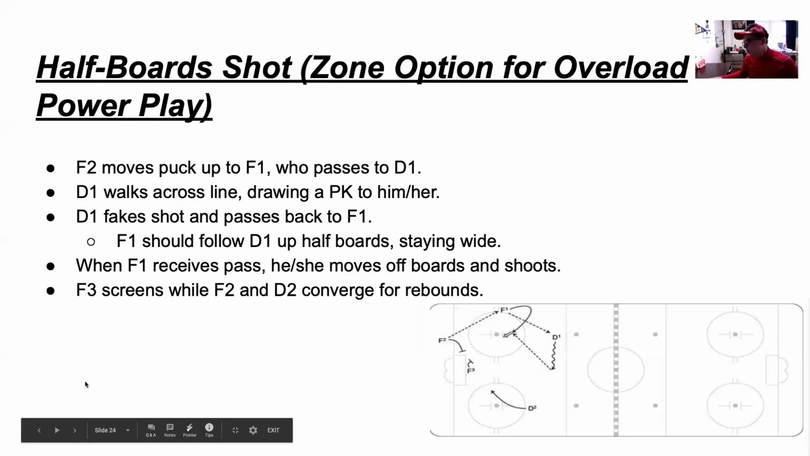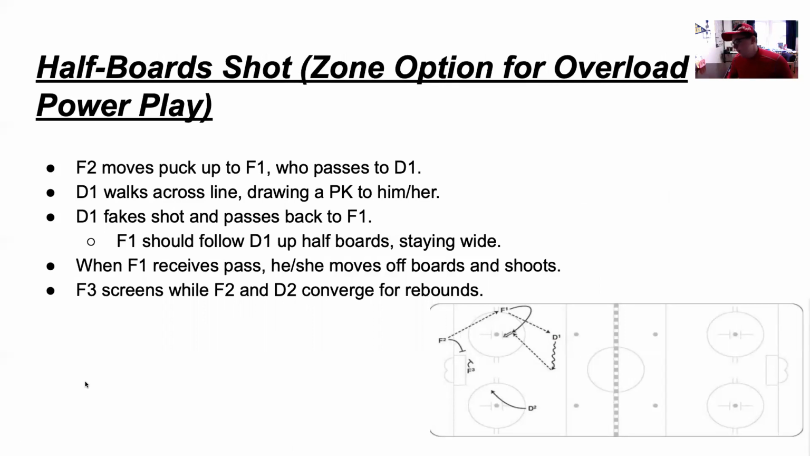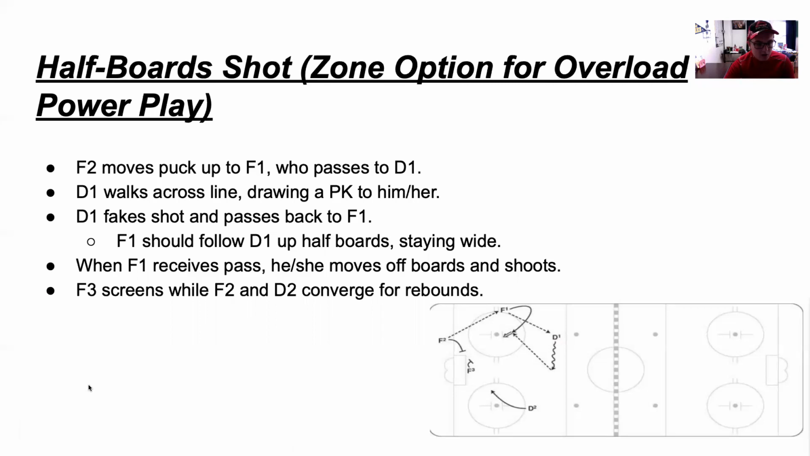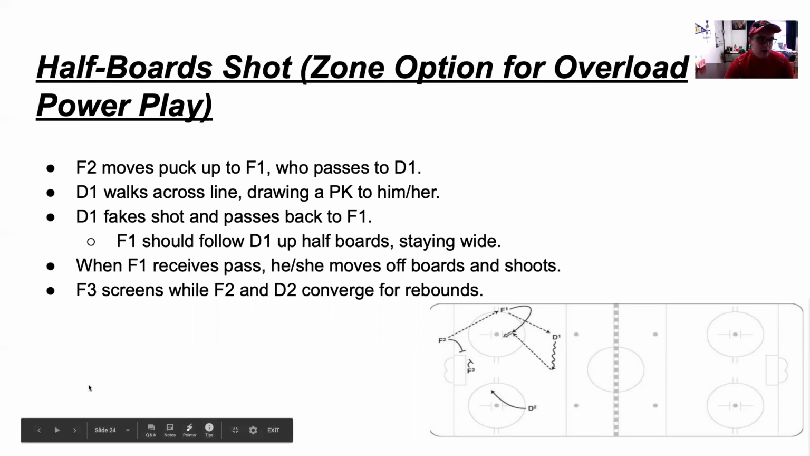Okay, so we have the half-board shot. So for this, F2 moves the puck up to F1, who passes to D1. And D1 walks across the line, drawing a penalty killer to him or her. And D1 fakes the shot and passes back to F1. F1 should follow D1 up half board, staying wide. And when F1 receives the pass, he or she moves off the boards and shoots. F3 screens while F2 and D2 converge for rebounds.